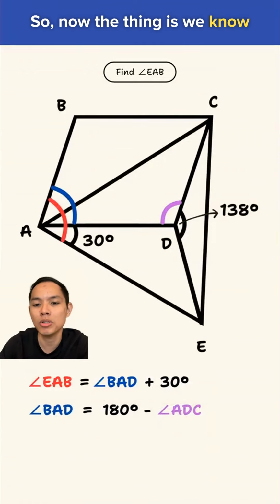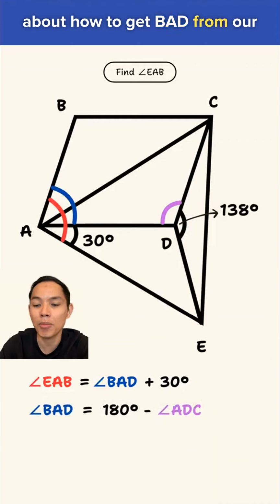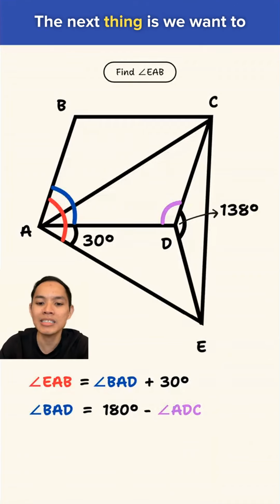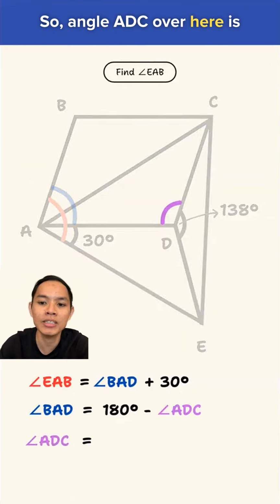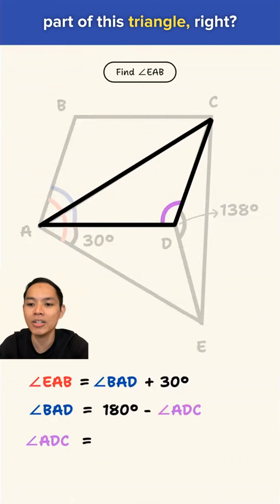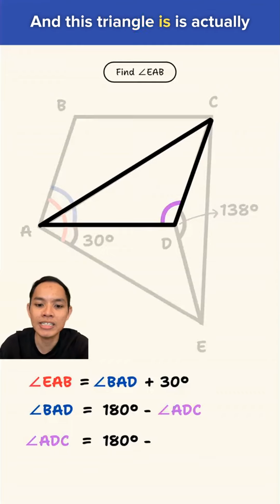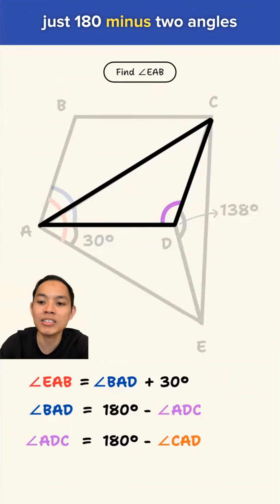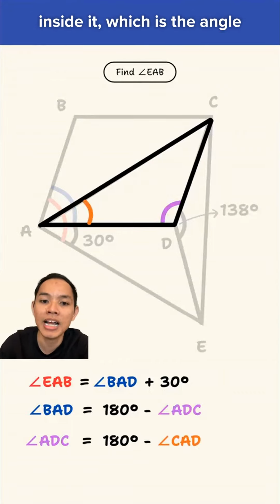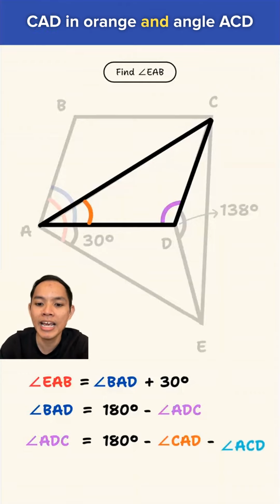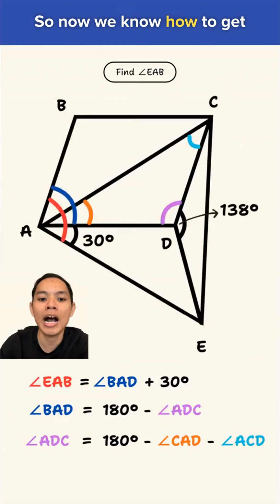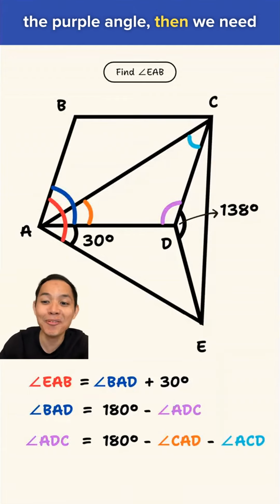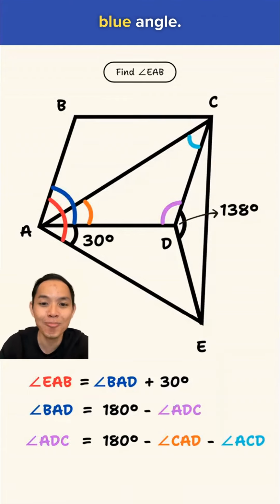So now we know how to get BAD from our parallelogram. The next thing is we want to get the angle ADC. So angle ADC over here is part of this triangle, right? And this triangle is essentially just 180 minus two angles inside it, which is the angle CAD in orange and angle ACD in blue. So now we know how to get the purple angle. Then we need to get both the orange and blue angle.